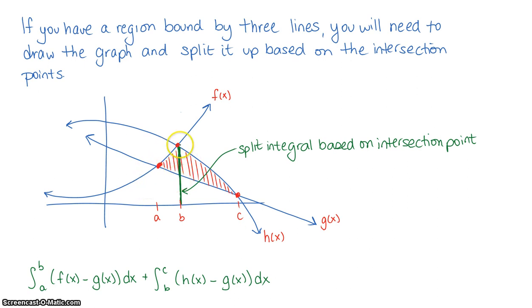So this intersection point is important because it splits our graph as to which one is the upper function. Here f of x is your upper function, here h of x is your upper function. So this is quite important. Then if we look at this one, g of x is the lower function for both. So again, this is one of our intersection points here.